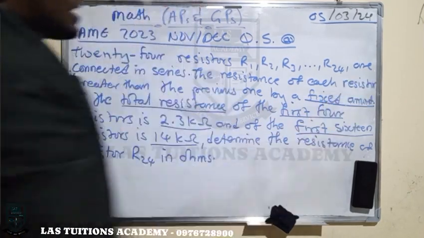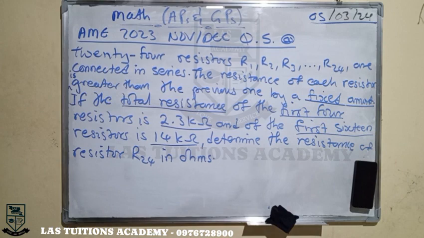So these words, greater than the previous one by a fixed amount, are what help us to know that we are dealing with an AP. I hope we are all clear on that one. If you are not, please let me know before we go ahead and solve the question.